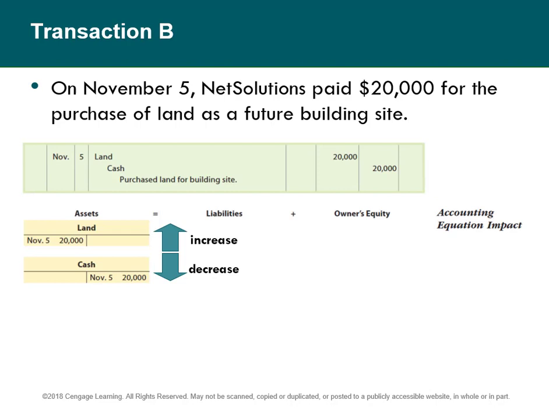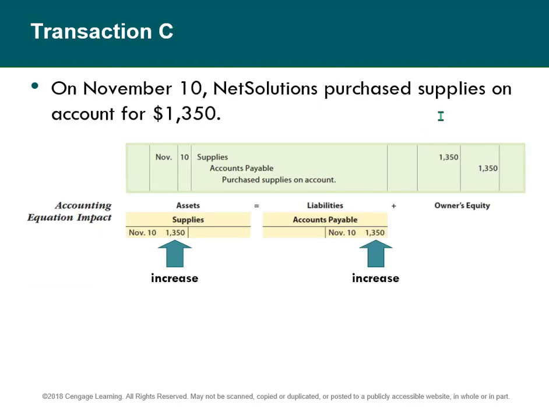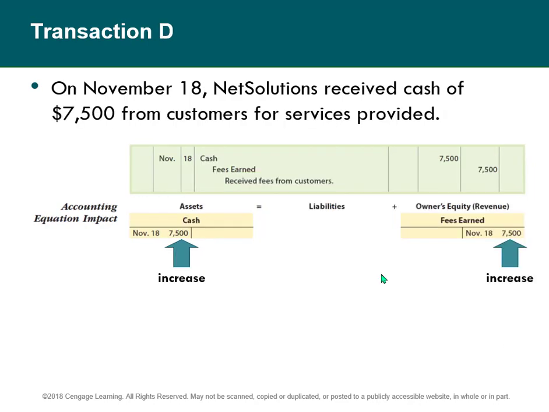Let's do some more entries. Here's Net Solutions paid $20,000 for the purchase of land for building site. Debit land, increased land, credit cash, $20,000. They purchased supplies on account for $13.50. Debit supplies, credit accounts payable. And notice the format here. The debits to the left and the credits to the right. All right, my total debits equal my total credits. Now they receive cash of $7,500 from customers for services provided. So cash increases by $7,500, debit cash, credit revenue. Okay, debit cash, credit revenue.